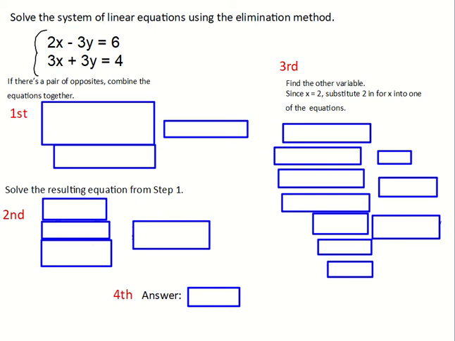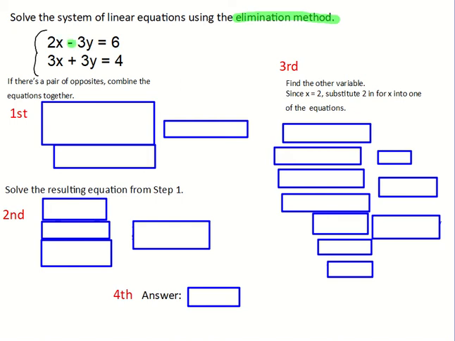Solve the system of linear equations using the elimination method. So let's take a look at our system. Our first equation is 2x minus 3y equals 6. And our second equation is 3x plus 3y equals 4.